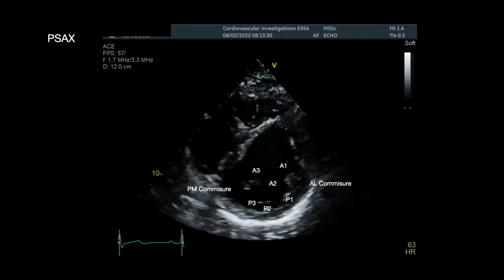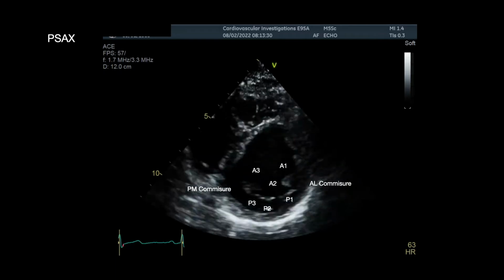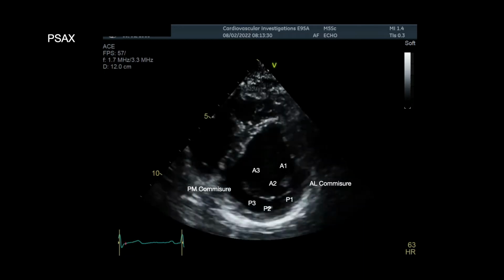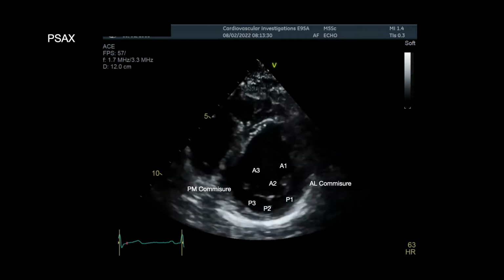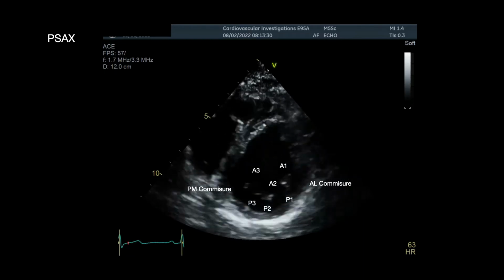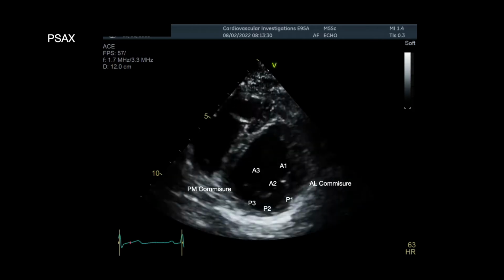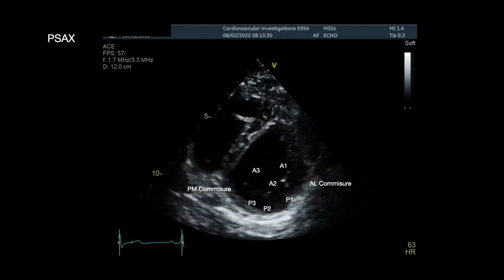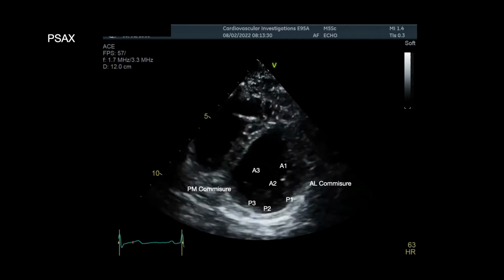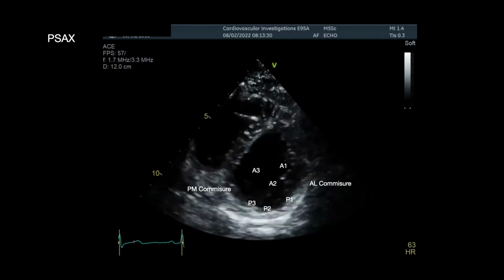And here you also want to look at LV function and septal motion to add to your assessment about severity if there's a mitral valve lesion, because severe mitral valve disease will eventually increase your pulmonary pressures and may affect the right heart. This is a normal patient, a normal heart.